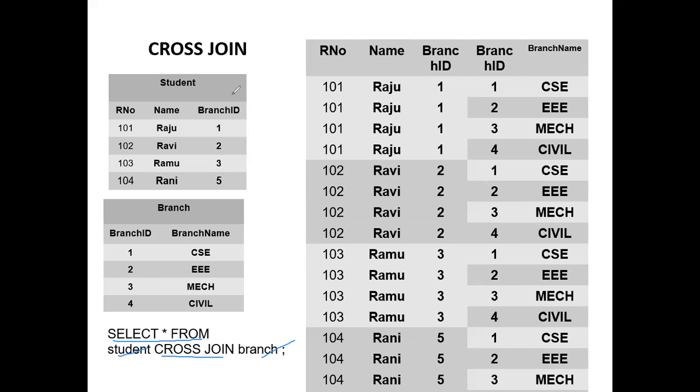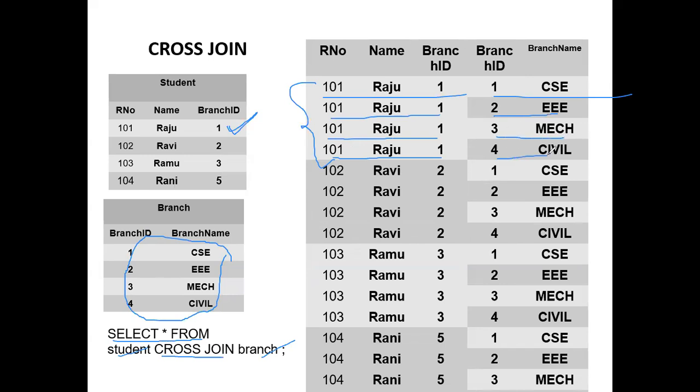Now whenever you perform the cross join, the cross product will be completed. That means the first record of student is considered, and then that will be mapped with all the records of the second table. See here, you observe these records. This is the first row in the student table, and this will be mapped with all records in the branch table.